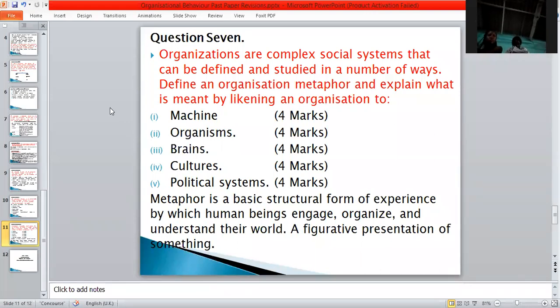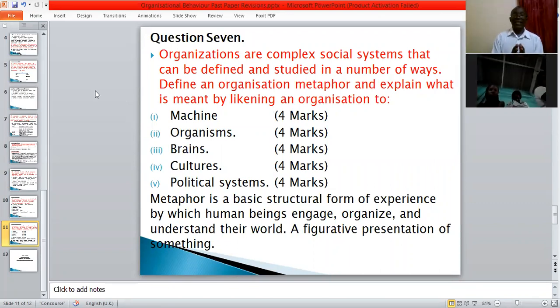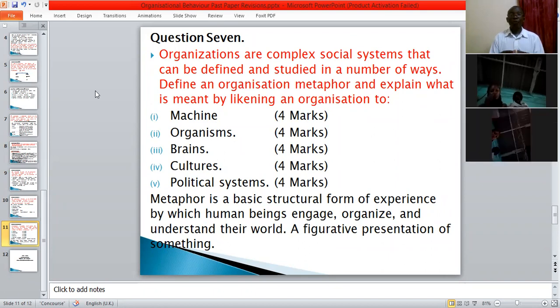Okay, so we have the last part. Organizations are complex social systems that can be defined and studied in a number of ways, and we are given the following metaphors. One, they want you to define an organization metaphor. What is an organization metaphor? Then you explain the meaning of these metaphors, how they are related. So you start by telling us what is an organization metaphor.